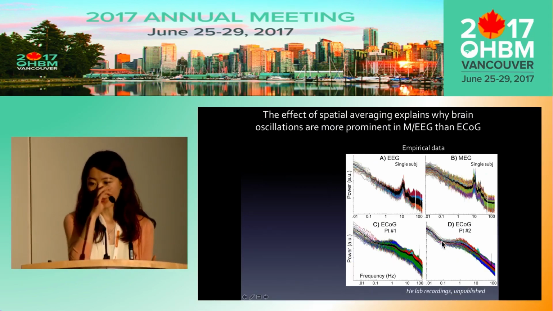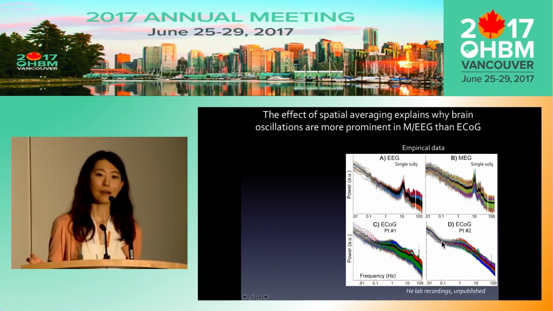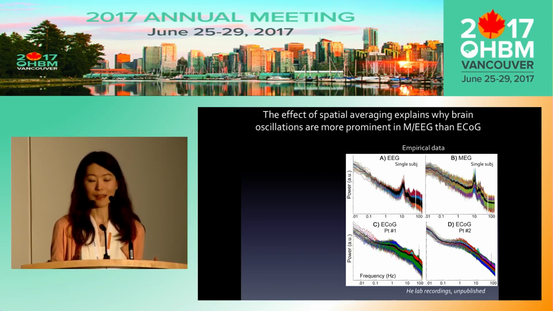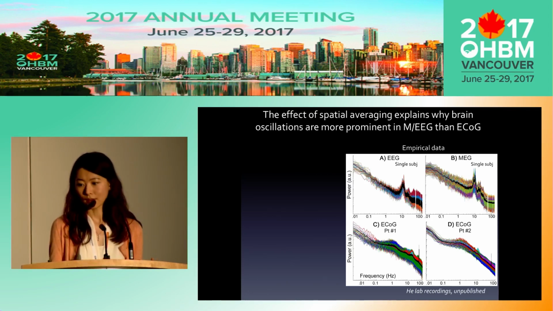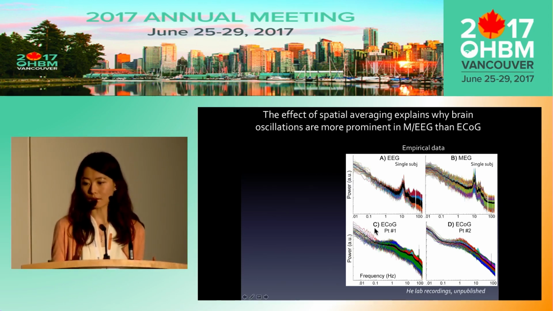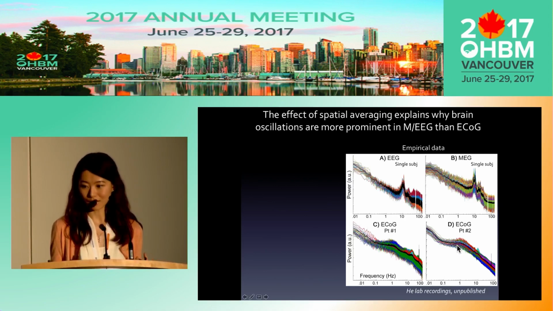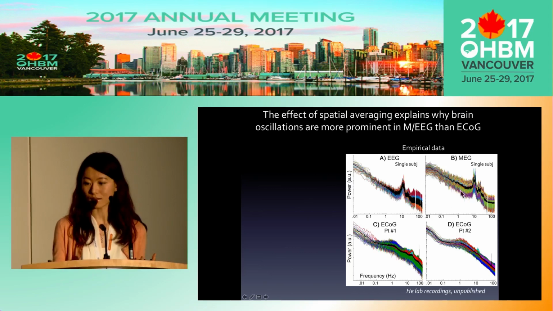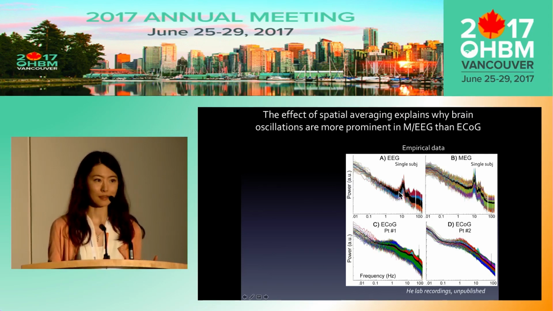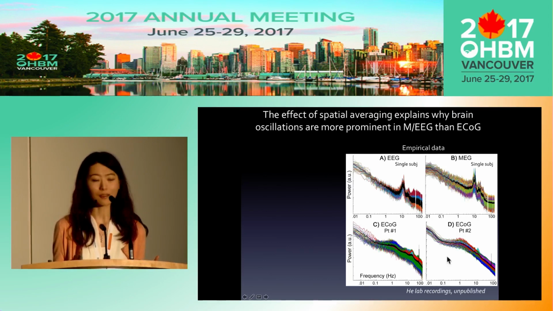So one thing that I'm really excited about, the insight we gained from this computational model, is a mechanism that can potentially explain differences between EEG, MEG, and ECOG power spectrum. So this is just an example from my own lab. These are single subject power spectrum in resting state across all of the electrodes or sensors we recorded. So as you can see, oscillations are much more prominent in EEG and MEG signals than ECOG.